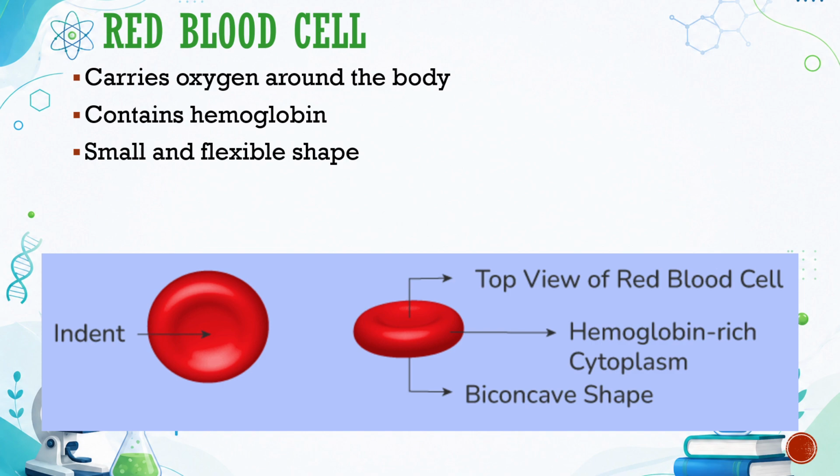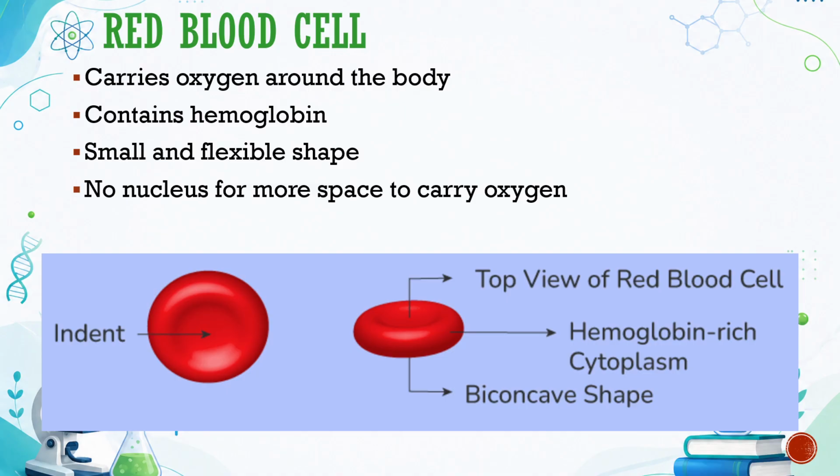These are very small and flexible in shape because they have to run through all the other organs, and in fact the small little capillaries of the entire body, for the oxygen to be supplied. They do not have a nucleus, for more space to carry oxygen. So the cell is so specialized that it does not even have a nucleus, but it carries out its function appropriately to supply the oxygen around the body.